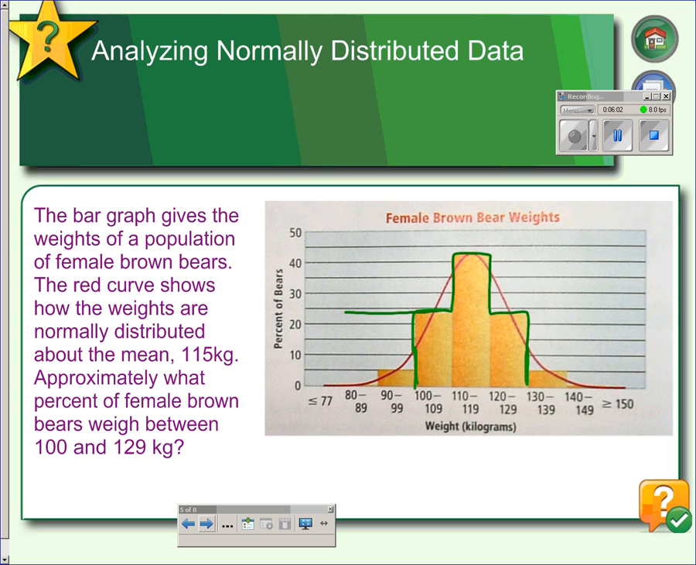So we're going to add up all of these probabilities that are in the graph. This first one appears to be about 24%. And the top one here looks like about 43%. And then this last one looks like it's also 24%. So approximately 91% of brown bears weigh between 100 and 129 kilograms. Okay, this will be continued in the next video.